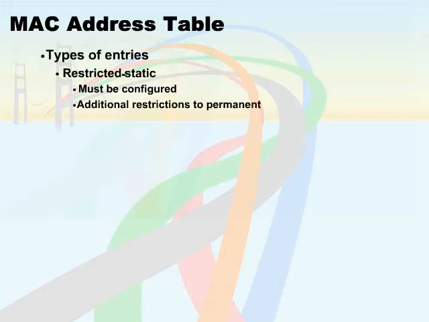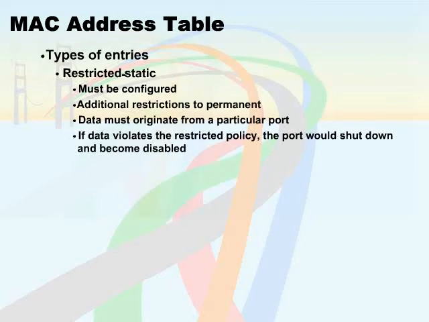If we set it properly, we can actually have an alarm fired every time a MAC address, other than what has been allowed, plugs into a specific port. Therefore, data must originate from a particular port for everything to be positive. If data violates our restriction policy, the port itself would shut down and become disabled. And this can then prevent anyone from using a switch as a launch point for a potential attack. Thus, we achieve a good level of security with restricted static ports.